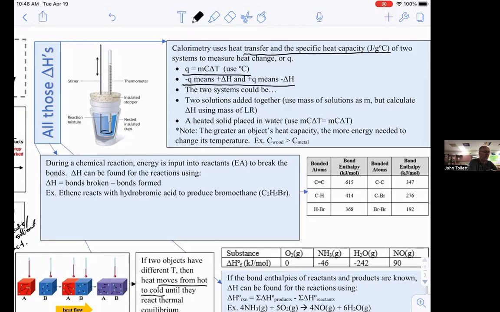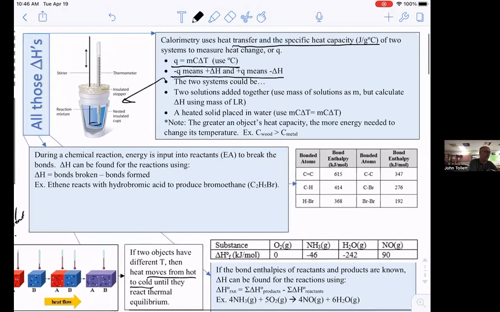So I have my coffee cup over here. I'm looking at this over here. I've got my coffee cup and my system is down here, and my surroundings is kind of the thermometer or the water, right? And so the thermometer is part of the surroundings.